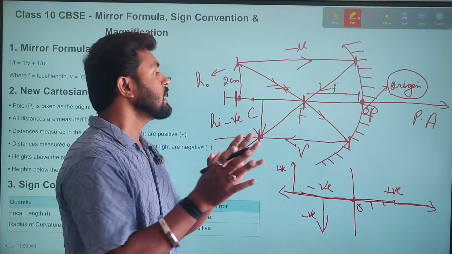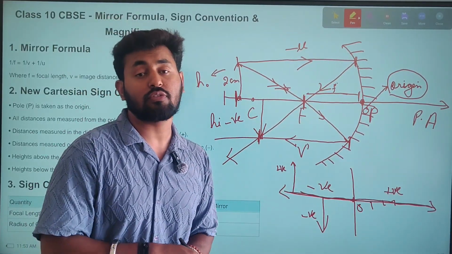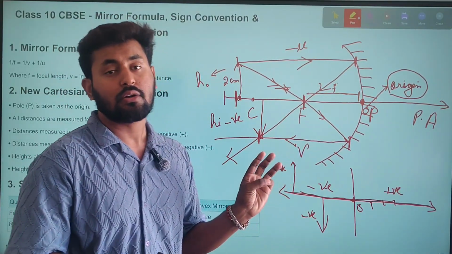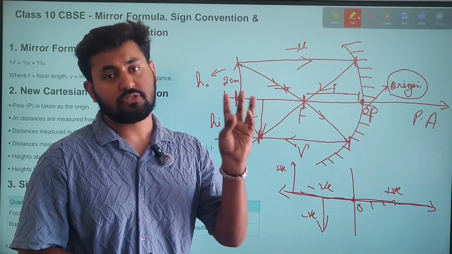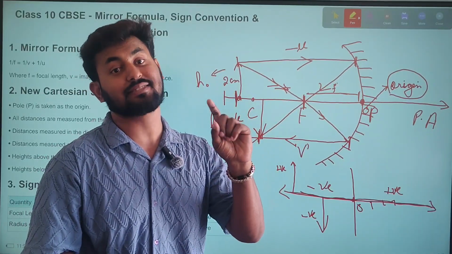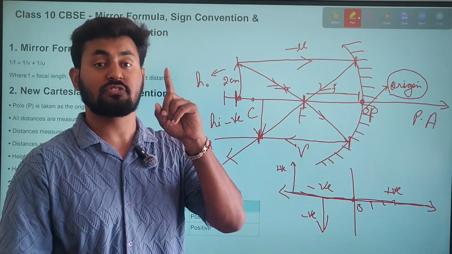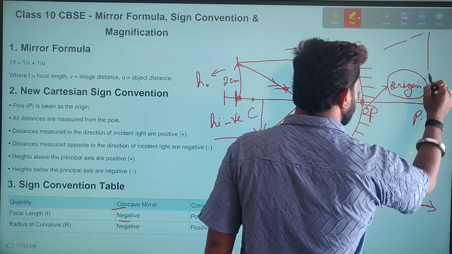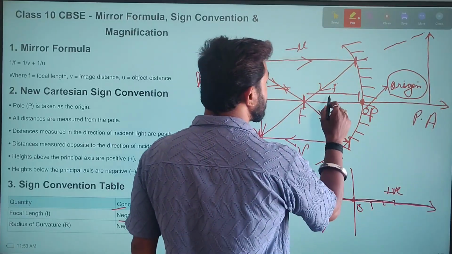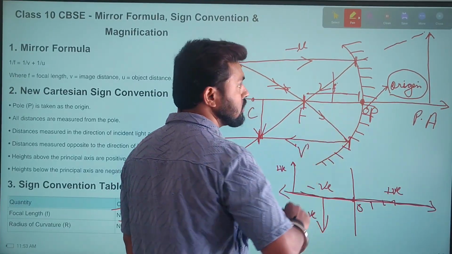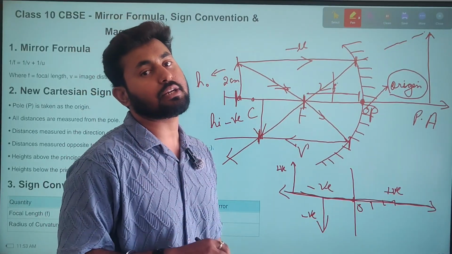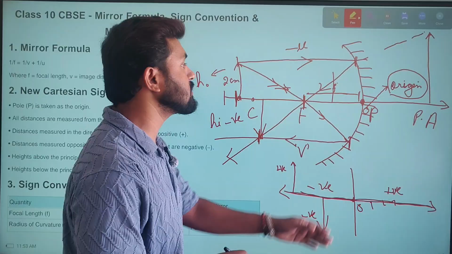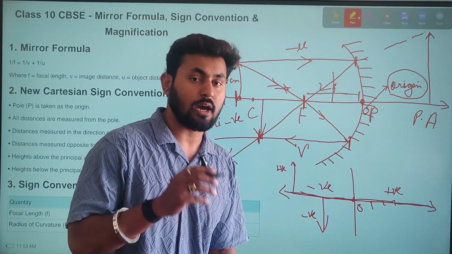Now the only difference in sign convention of concave and convex mirror is, for concave everything is negative. No matter whether you are taking object distance, image distance, or focal length, it will be negative, except in one case, that is the sixth case, wherein your image formation will be here and the object will be placed between focus and pole. In that case we get a virtual image. So you know that a virtual image is always upright and erect.